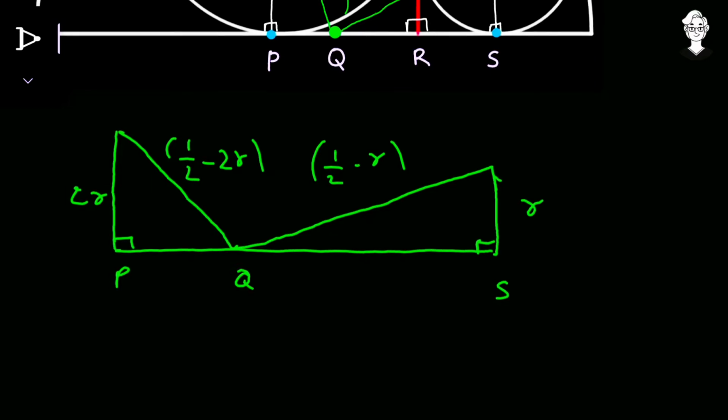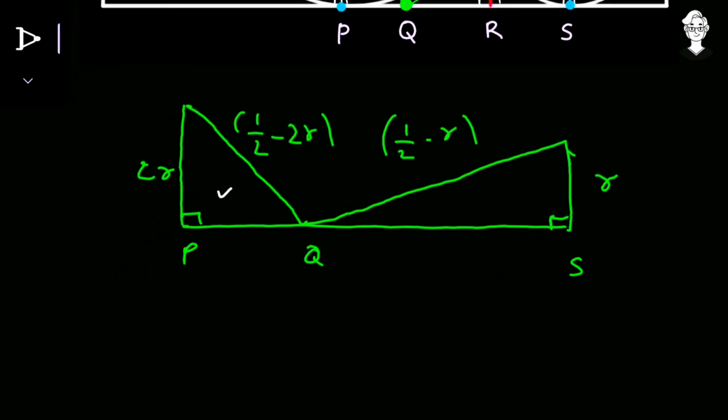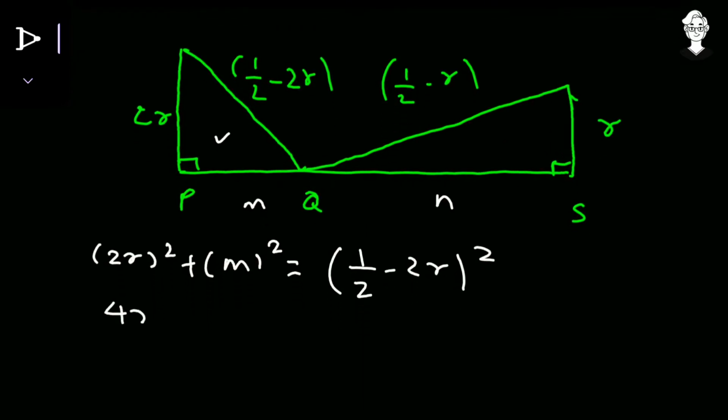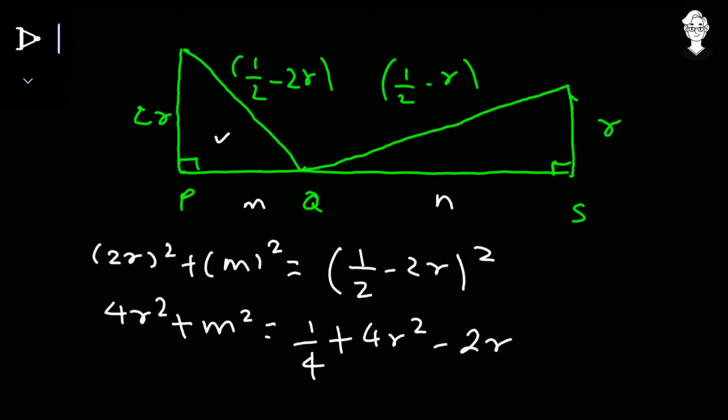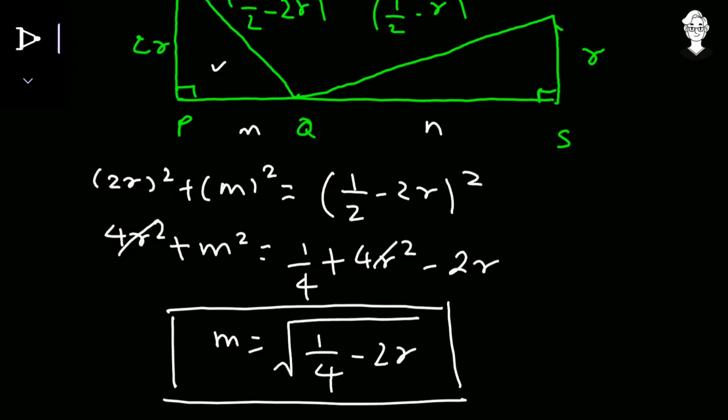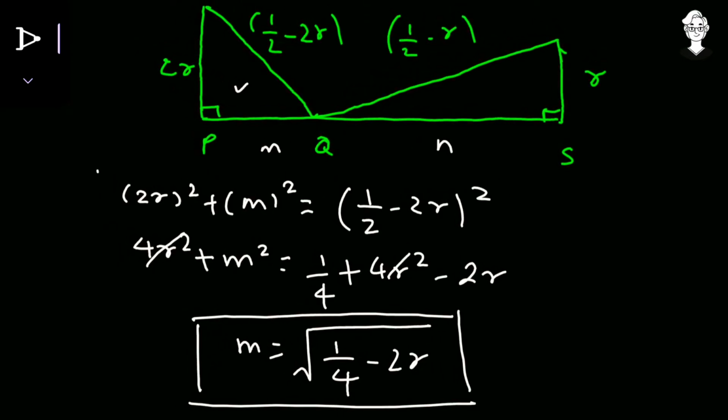So just doing it over here, applying the Pythagoras theorem in this, keeping the lengths as m and n. Here, if I apply it, (2r)² + m² = (1/2 − 2r)². So this is equal to 4r² + m² = 1/4 + 4r² − 2r. So 4r² got cancelled out. We obtain the value of m as the square root of 1/4 − 2r. So this is the value of m by applying the Pythagoras theorem in the first triangle.